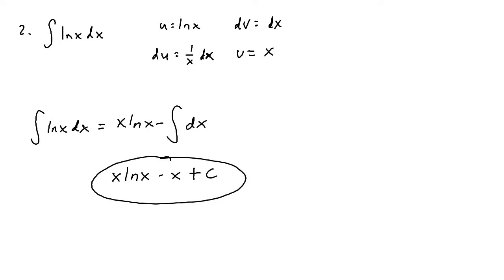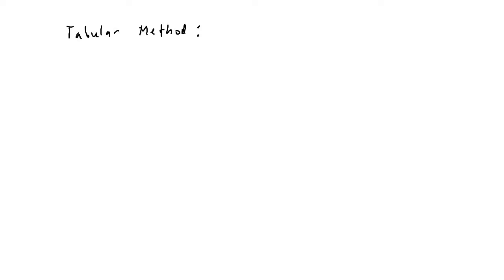Now it's actually a good idea to memorize the integral of the natural log of x, so you don't have to repeatedly use integration by parts all the time just to integrate ln of x. Now in the next set of problems, you might have to use integration by parts more than once, which gets repetitive and you can mess up very easily. So now comes the tabular method.